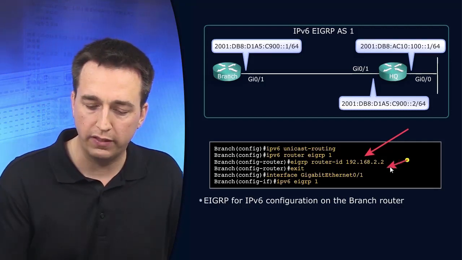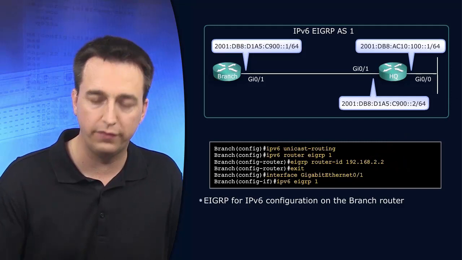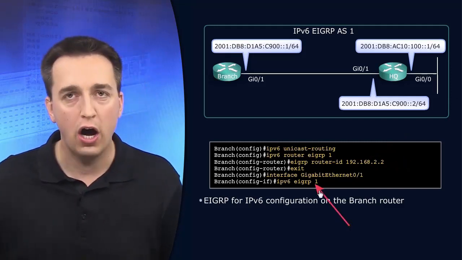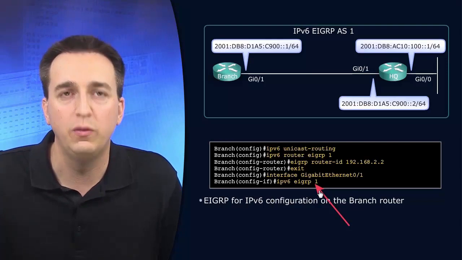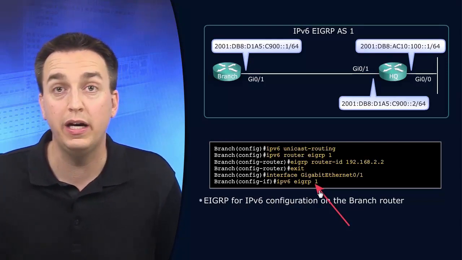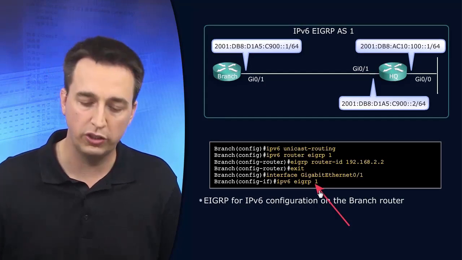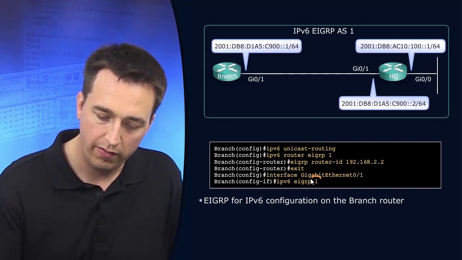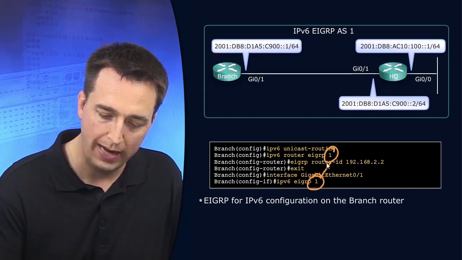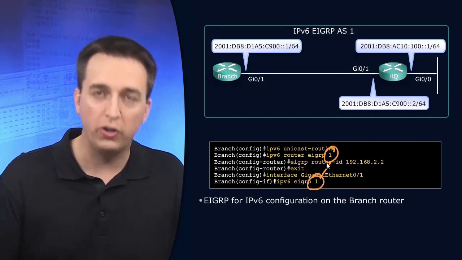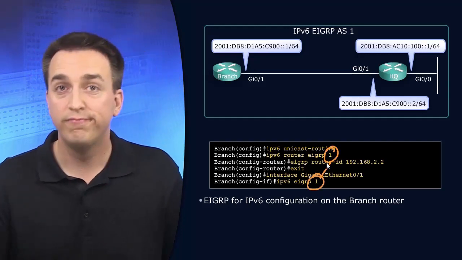Next, we'll go into interface configuration mode using the interface gigabit Ethernet command that we're all familiar with, and we will turn on the routing process on this interface using ipv6 eigrp, and then identifying the autonomous system number. So what we're essentially doing here is linking this number back to this number.